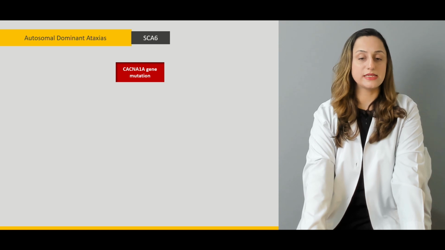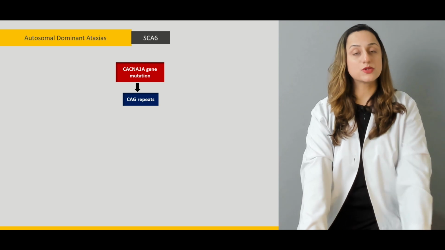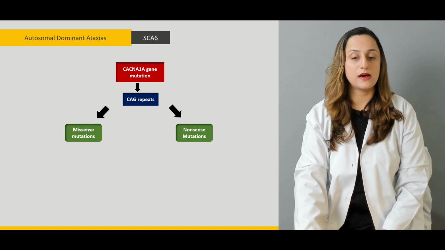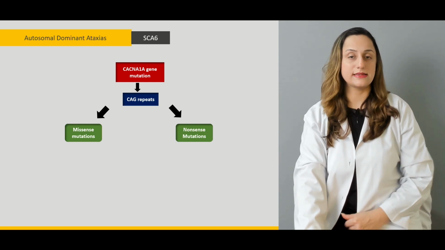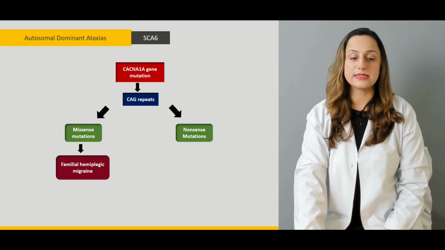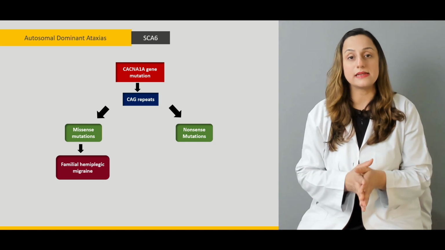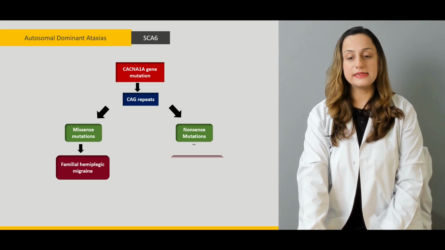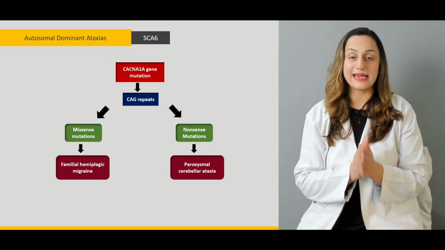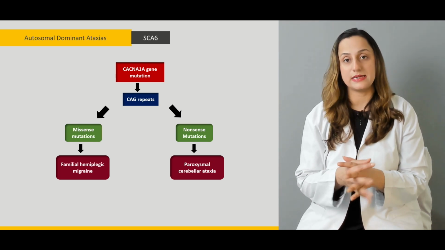Now we have the sixth variety over here. The gene involved is the CACNA1A mutation, and the CAG is going to repeat itself over here. The missense mutations are noted, and then we have the nonsense mutations. When we say there is a missense mutation, basically there is a familial hemiplegic migraine. This is going to be the common sign and symptom over here. And then in a complete nonsense, or in the complete mutation of this CAG gene, there is going to be a paroxysmal cerebellar ataxia that is noted.